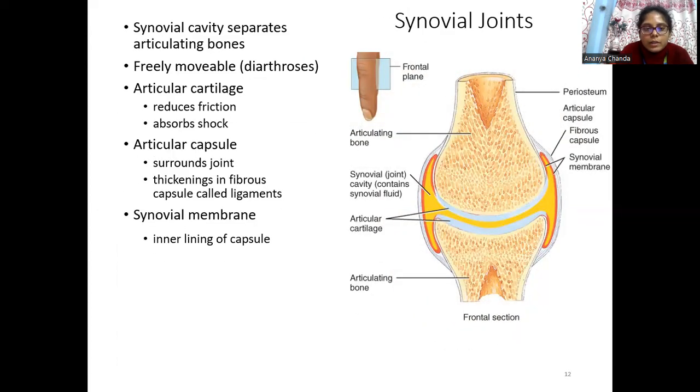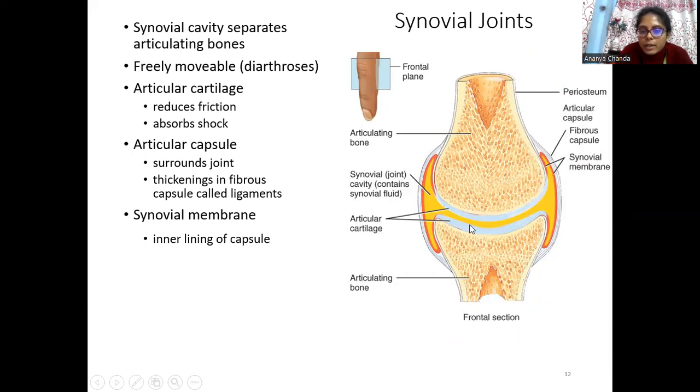Then comes the synovial joint. So the synovial joints help in the attachment of the two bones, and they are having an articulating bone above and below, and they are having an articular capsule. Inside the articular capsule, they are having synovial membrane. This synovial membrane secretes the synovial fluid.